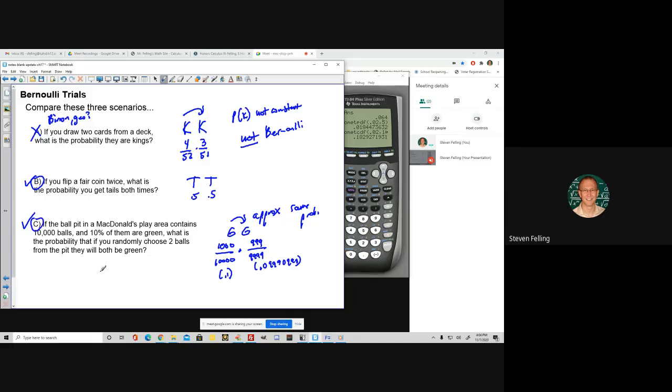And here's the rule. If you're sampling less than 10% of the population, you can assume that the probability of whatever you're looking at is approximately constant, right? And so we could use a Bernoulli or a geometric model in this case, because with 2 balls, we're sampling less than 10% of the balls. So this probability, although it's slightly changing, it's so close to being the same that it's basically the same. And so we can use that.